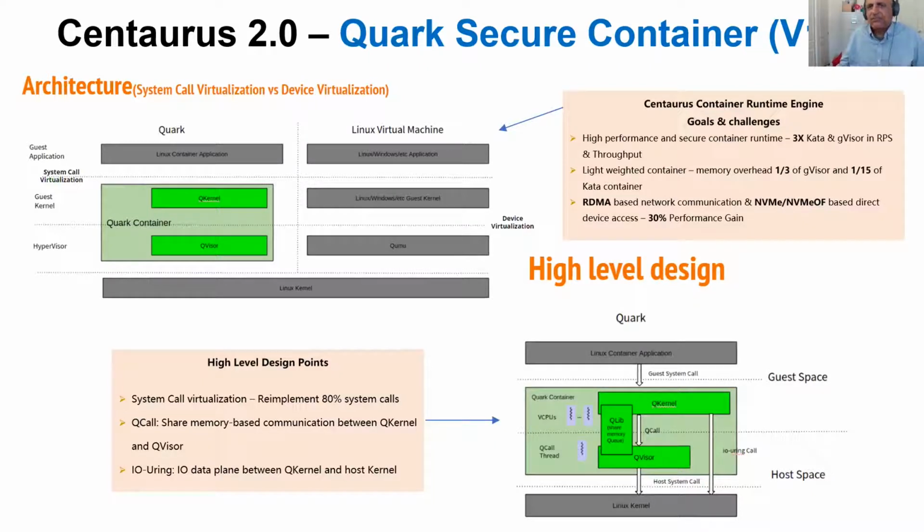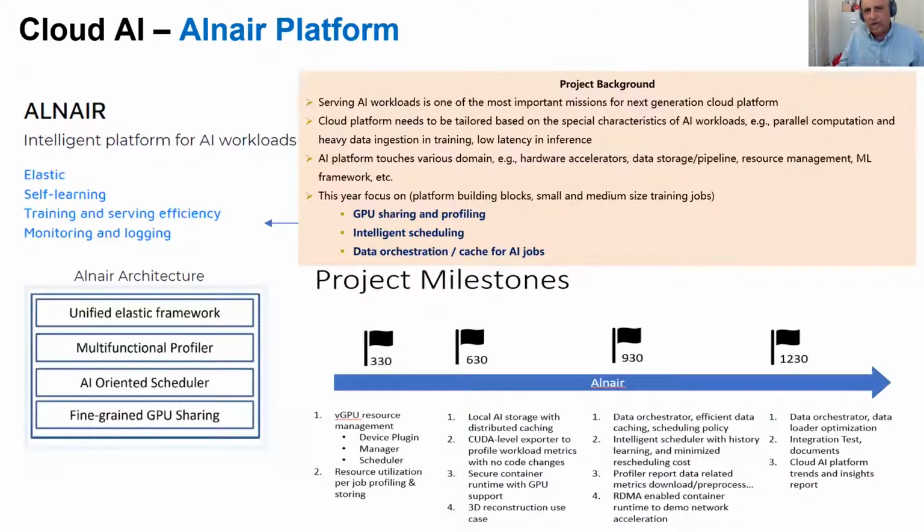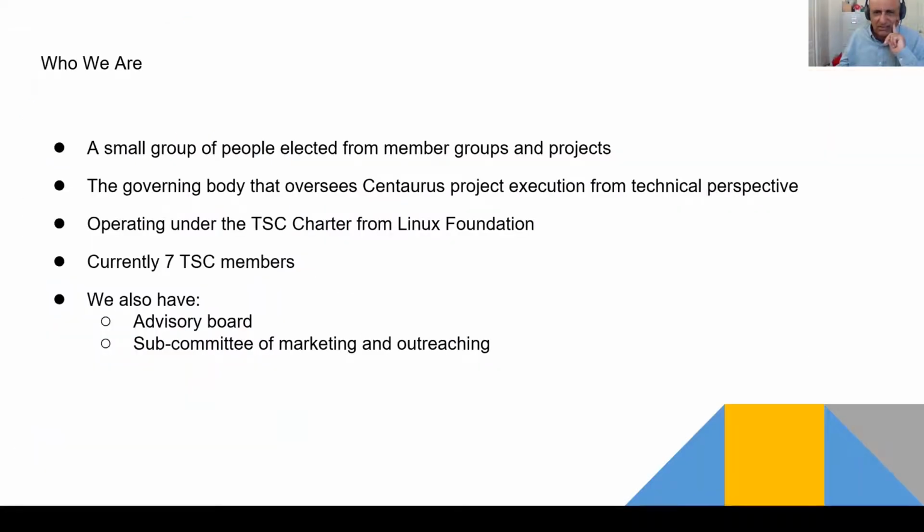Quark containers, it's a pretty interesting project. That's our container framework as part of CentOS 2.0. And this is Alnair. There's a lot of GPU sharing as part of the AI capability: GPU sharing, profiling, and then the intelligent scheduling and data orchestration. So that's just briefly the CentOS project.